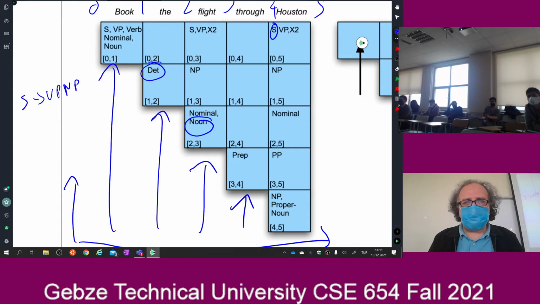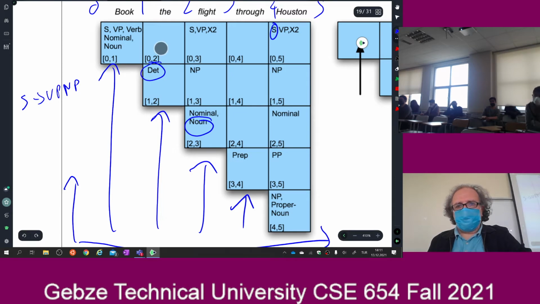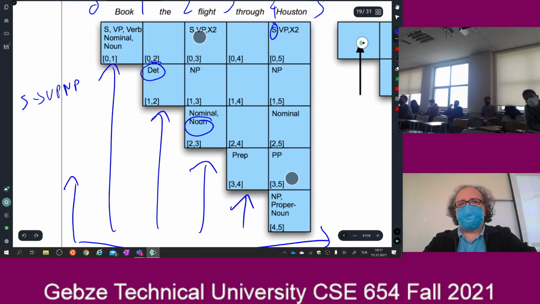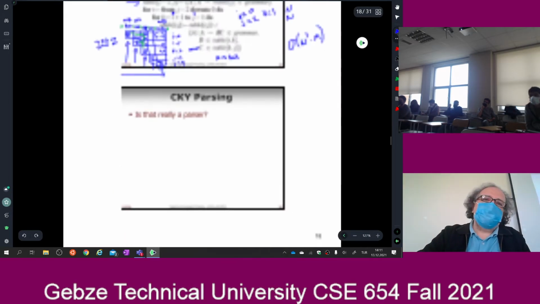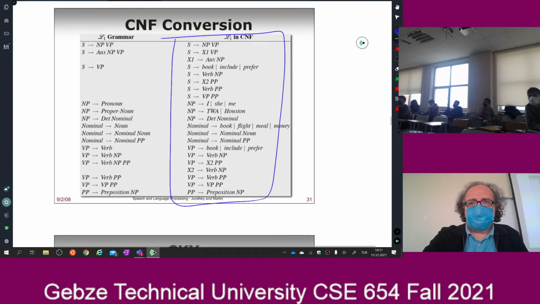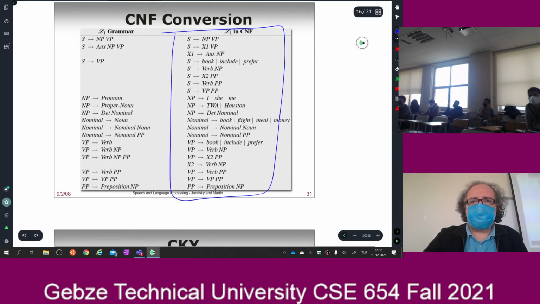Okay, what can I do now? Can I do something with this one? 0 to 2 and 2 to 5? No, I cannot because this is empty. How about this place? 0 to 3 is a verb phrase. 3 to 5 is a prepositional phrase. Verb phrase, prepositional phrase. I think it makes a sentence. Let's look at it. Yeah, I think there is a rule for that. Here it is: verb phrase, prepositional phrase.